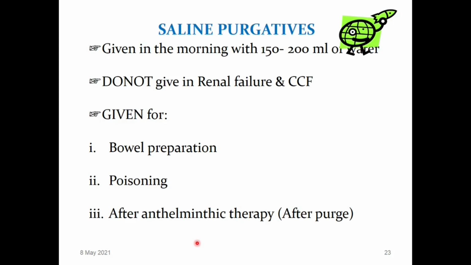So where is it given? It's given for bowel preparation before surgery. We can give it in case of poisoning if the person ingests some poisonous material. So this sometimes can help to evacuate the poison very rapidly, so absorption becomes less. Also after anthelmintic therapy.